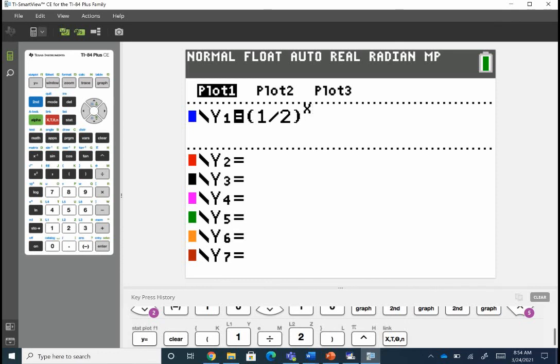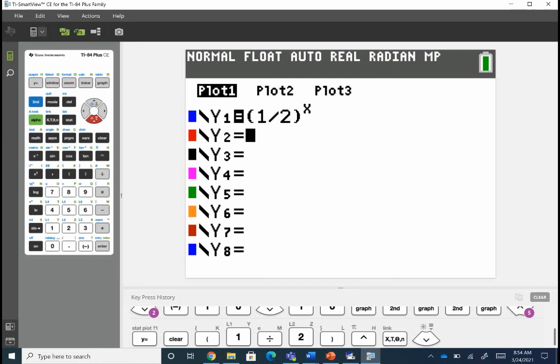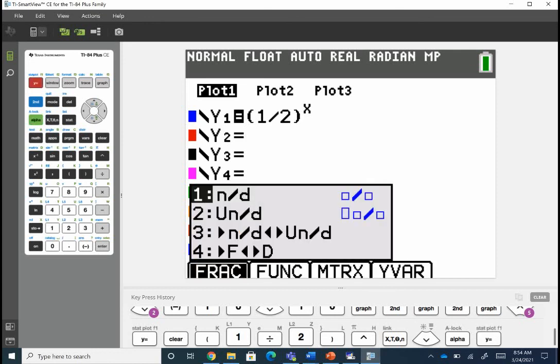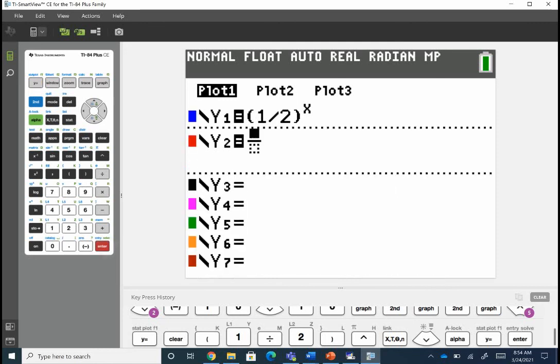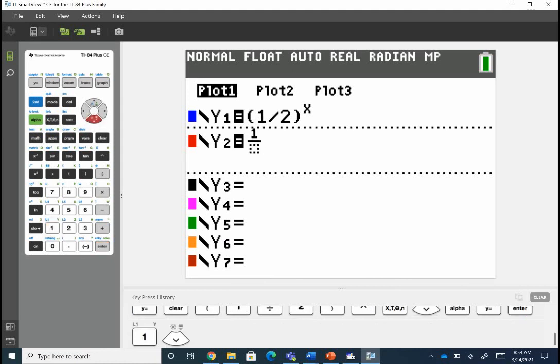Now, if you are a TI 84 plus user, you have the option to enter a fraction. So you're going to press the alpha key and then y equals. You're going to get a separate menu that pops up. Alpha y equals. And you want option 1. And then you'll get the fraction. And we'll do 1. Just use your arrow keys. And then we have the exponent x.